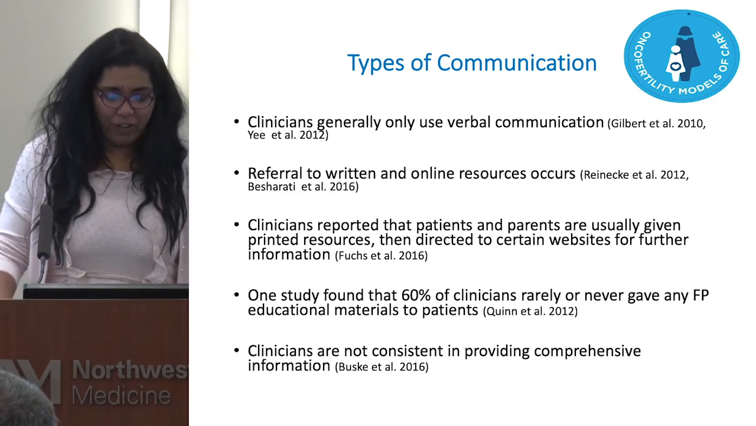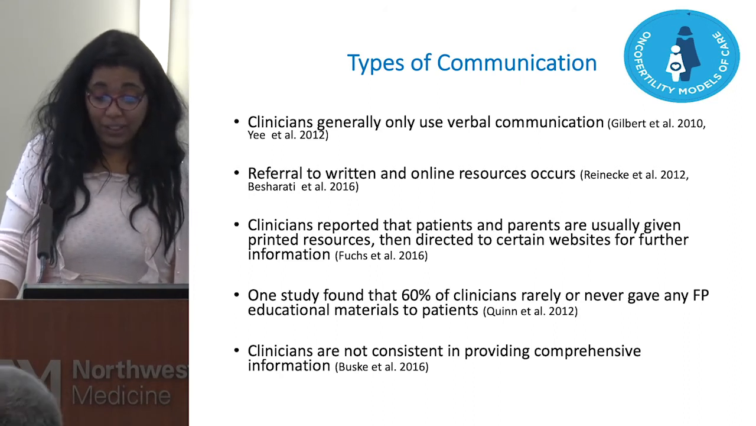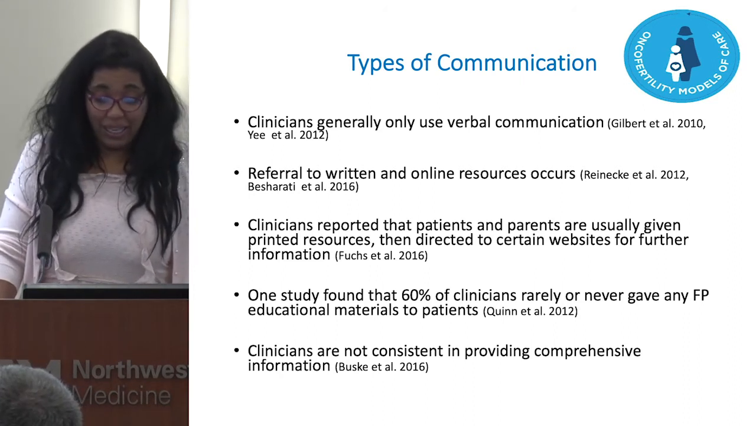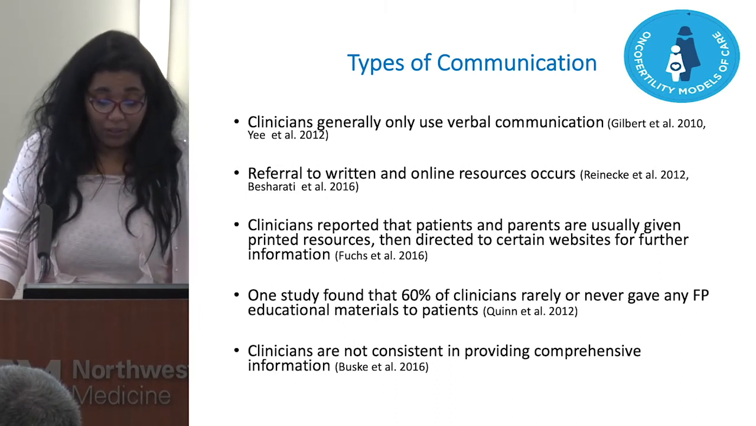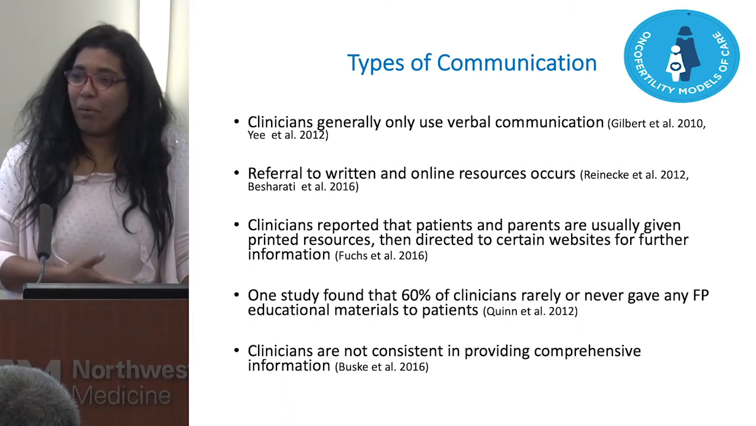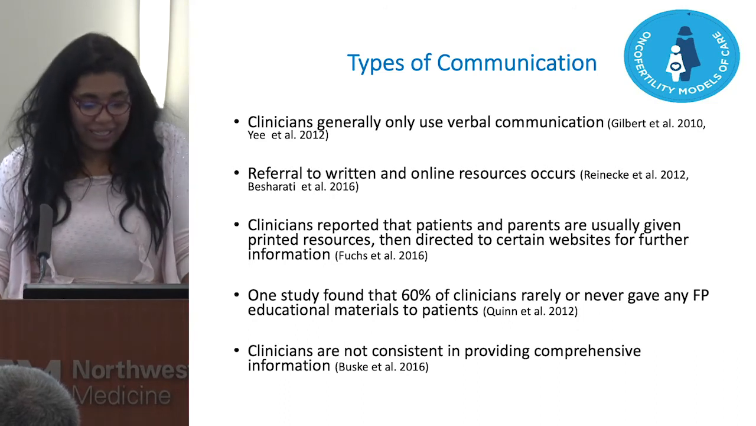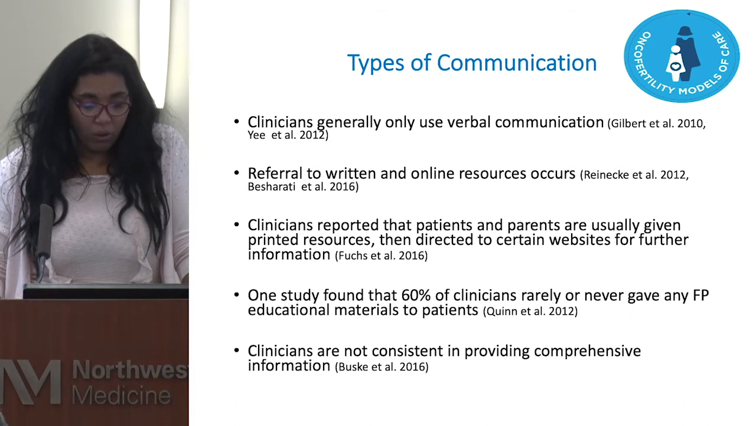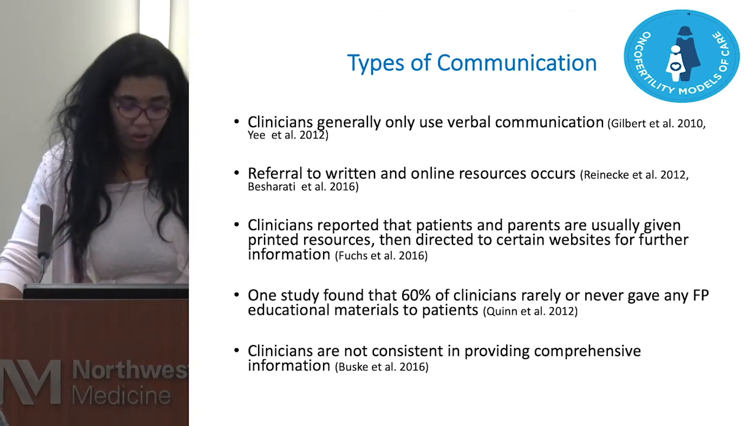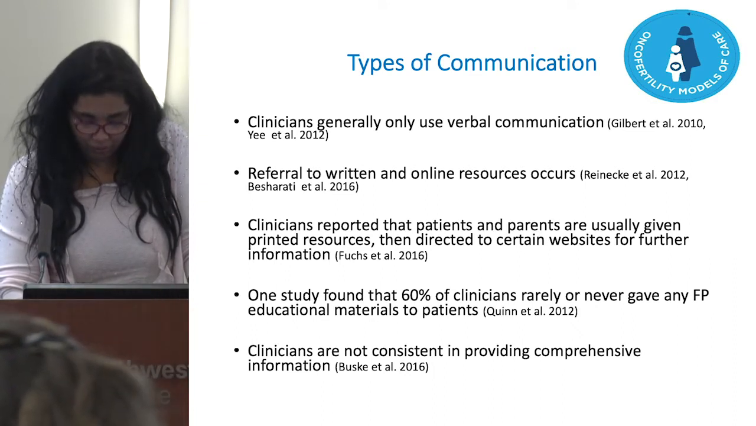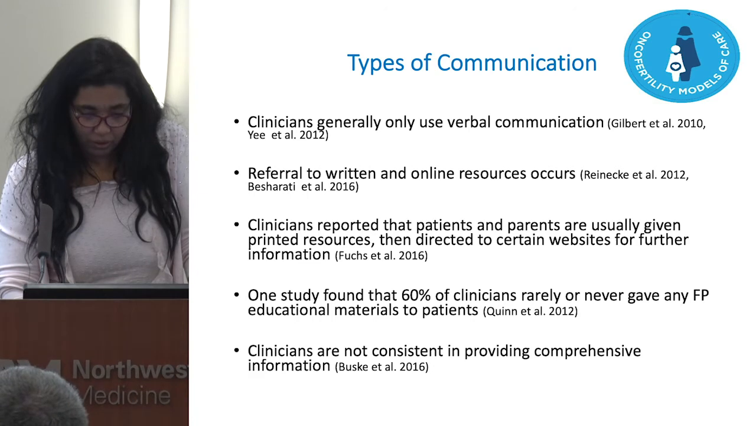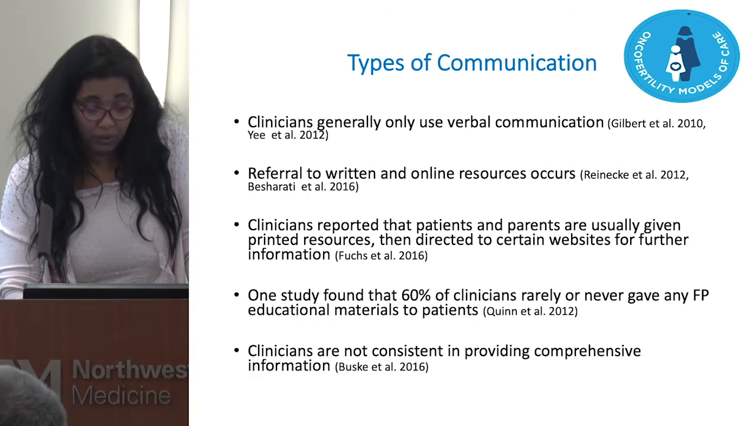That tends to be very varied. 60% of clinicians rarely or never gave any fertility preservation resources to patients. And so that's really important when we're thinking about our previous decision aids and decision making when they're not getting any signposts to additional information. And there wasn't consistent information in providing comprehensive information, which again, given that there's so much information and resources at this time point, is disappointing.